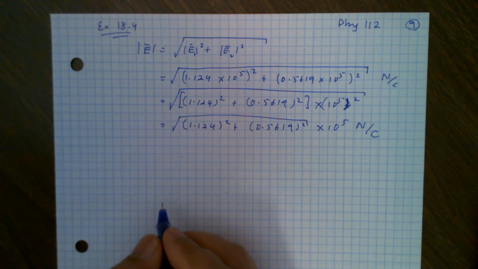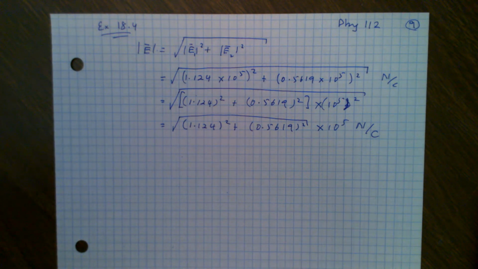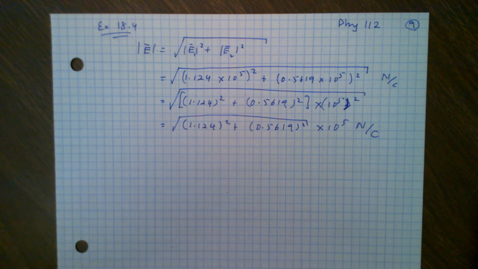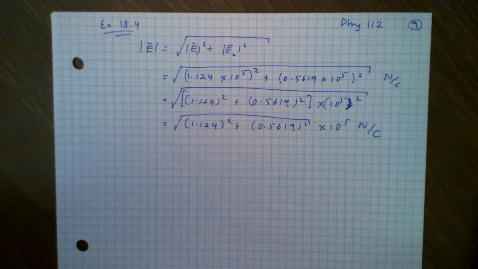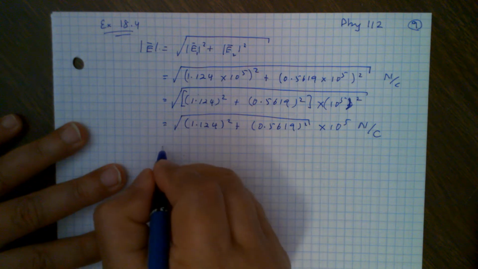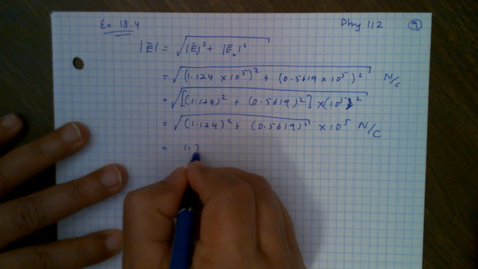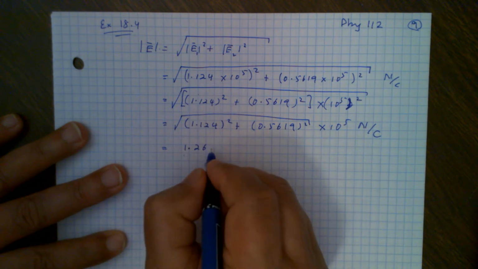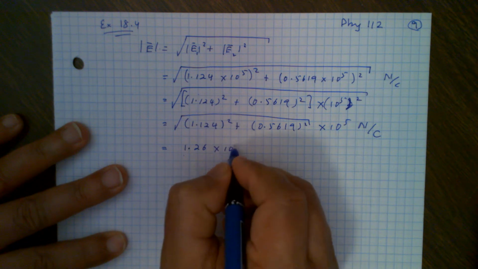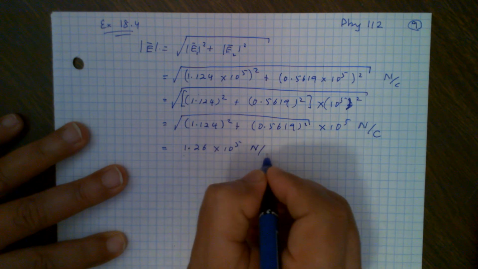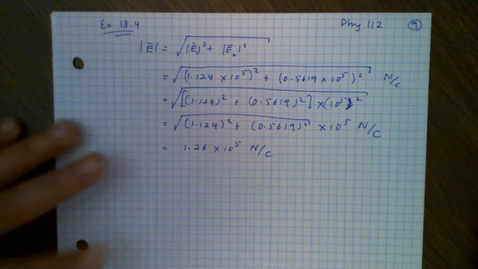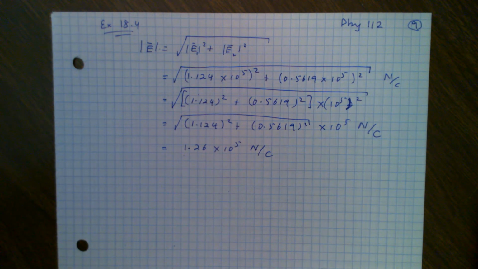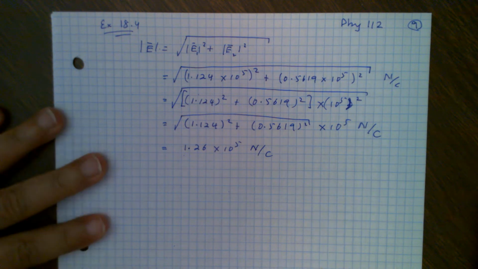Okay, so then at this point you can use your calculator, and the answer is 1.26 times 10 to the power 5 newtons per coulomb. Okay, all right.